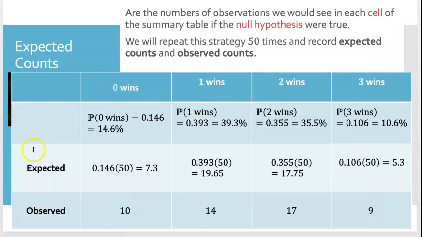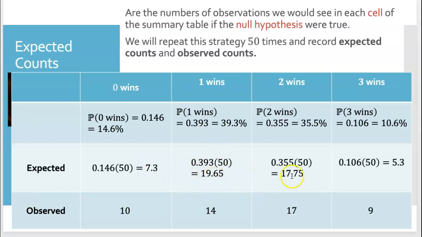So now we observe the data. What I'm going to do is this strategy 50 times, meaning I'm going to bet on red 3 times and record the number of reds. I'm going to repeat this 50 times, and compare my expected counts to the observed counts. If it's balanced, a 14.6% chance of 0 wins means 14.6% of the 50 should be 7.3. And we do the same for each one.